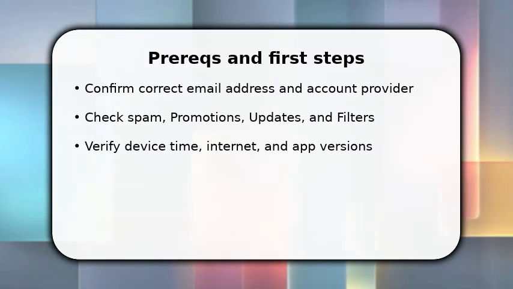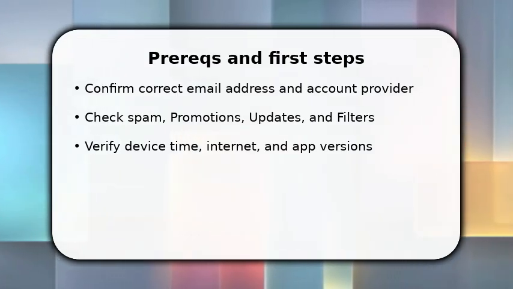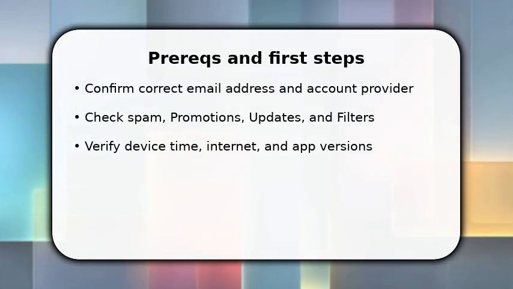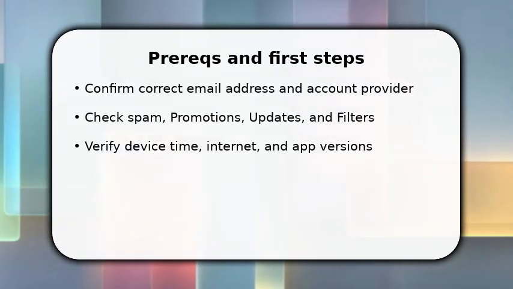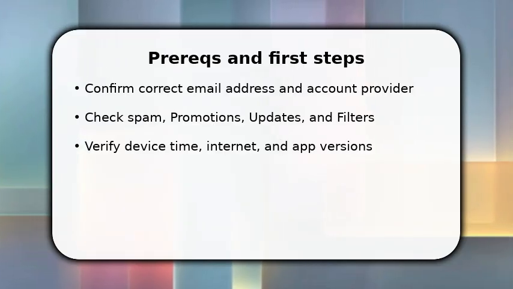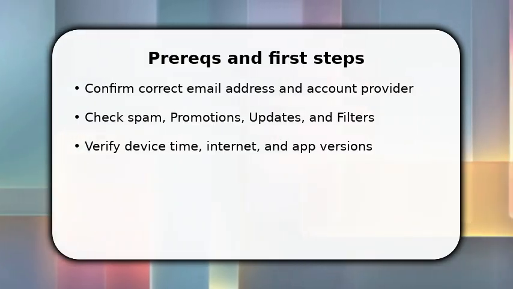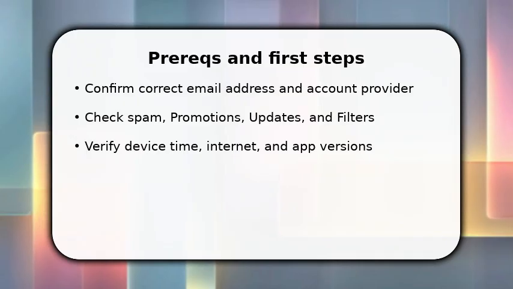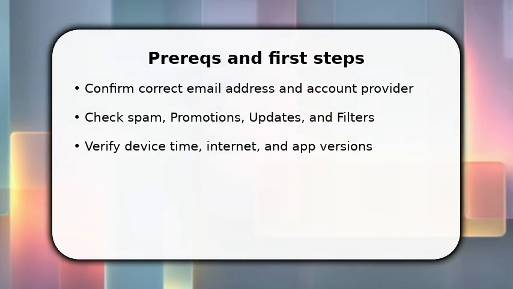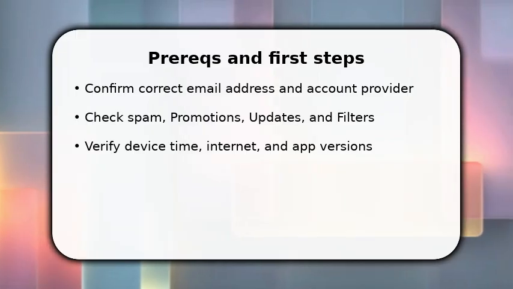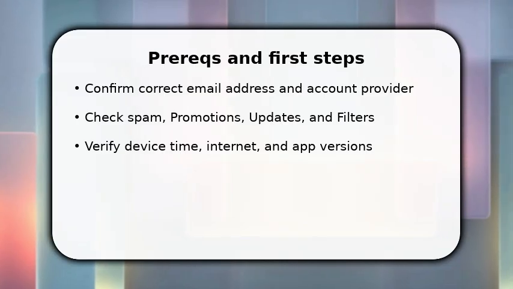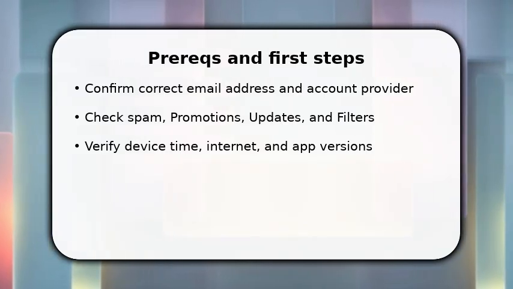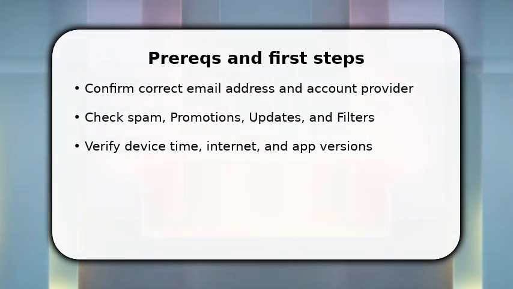Enjoy the video. You need the basics done now. Confirm the exact email address used for the code and that your device has working internet. Once confirmed, open the provider's webmail and search for the sender. Check spam, promotions, and any custom folders because automated messages get filtered. Make sure your phone or computer time is accurate and your mail app is up to date, because mismatched time or old app versions can block or delay one-time codes.